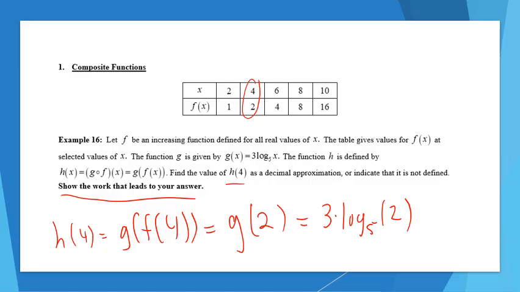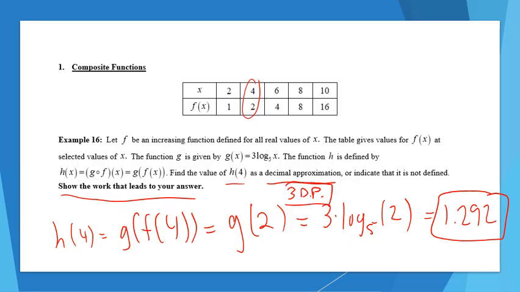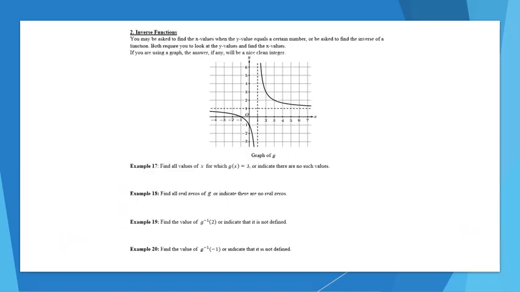And so once we have that, you should then get your answer of 1.292. And remember, it wants it as a decimal approximation, which means 3 decimal places. I will give you no credit if you give me fewer than 3 decimal places there. Unless it is like just a number like 4 or like 6.5, then you don't need to add extra decimal places.